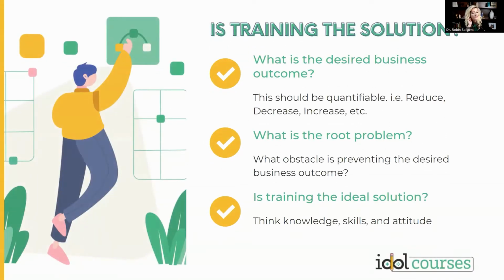So to find out, is training the solution? What is the desired business outcome, right? This should be quantifiable. It should include a word like reduce, decrease, increase. It should have one of those quantifiable words. What is the root problem? What obstacle is preventing the desired business outcome? And then, is training the ideal solution? So knowledge, skills, attitude gaps. When you know the business outcome and the root problem, the ideal solution will become more evident to you. And I'm going to show you how this works in just a moment.